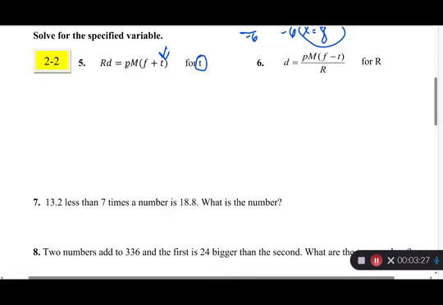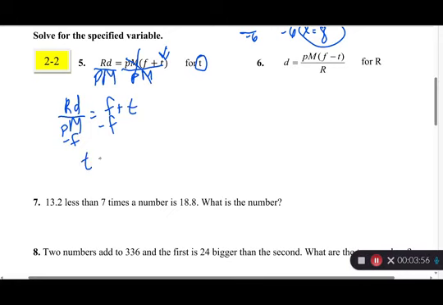So I'm going to first get rid of this PM and divide by PM just like we did with the 9 earlier on the other problem. So RD over PM. Okay, again, now those are both gone. We do them both at the same time. We get just F and T. So all we need to get rid of now is that lowercase f. So we're just going to subtract that over since it was positive. T equals RD over PM minus F.